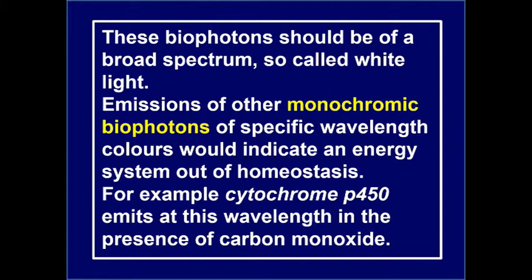Okay, so these biophotons should be of a broad spectrum or so-called white light. So in our opinion, the light that should be emitted from the person, this glow from it, should be like the sunlight, of a white light nature. Emissions of other non-monochromatic biophotons, a specific wavelength, indicate a system out of homeostasis, such as cytochrome P450 with carbon monoxide.